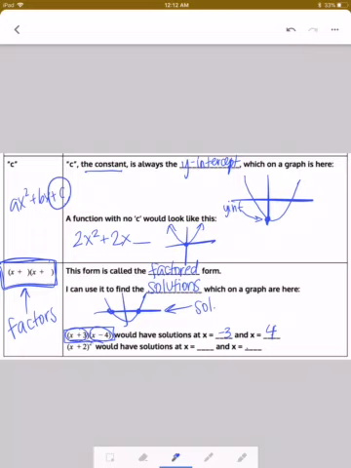X plus 2 squared, the second one here, would have solutions at -2 and -2, right? There's 2 of them, so we would know that it's going to bounce at -2. So it's going to hit here, and it's going to bounce back up, rather than crossing and going all the way through like we see in this graph there. So that's our factored form.